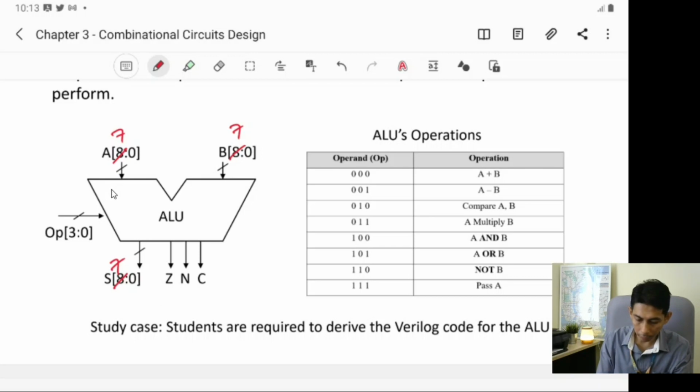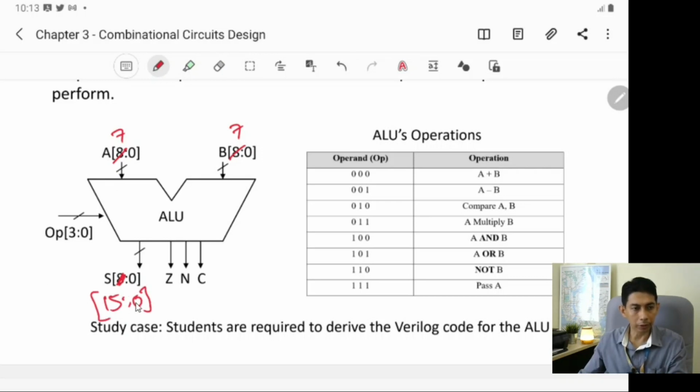So this should be, again, if multiplier, this should be 15. If we have a multiplier, it cannot be 8 bits already. So we have 15 to 0. All right, so this should be 15 to 0. Okay, size, and we have Z and C, and another one is V, actually.